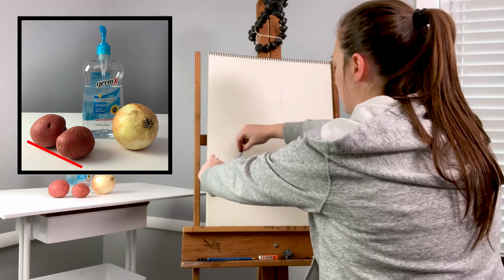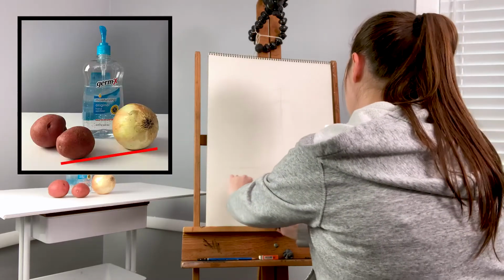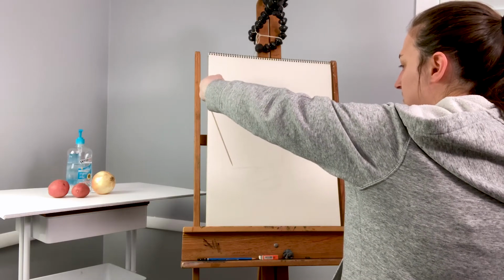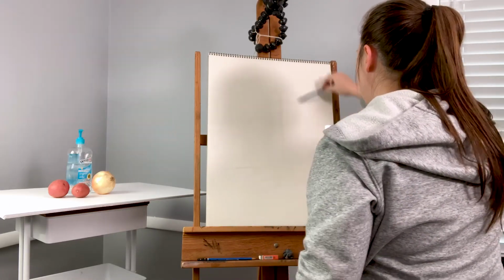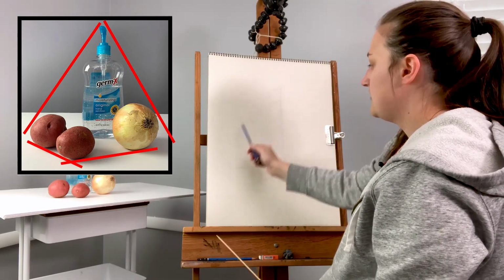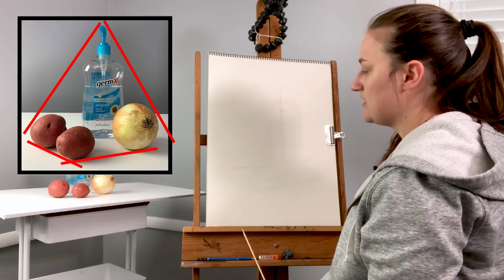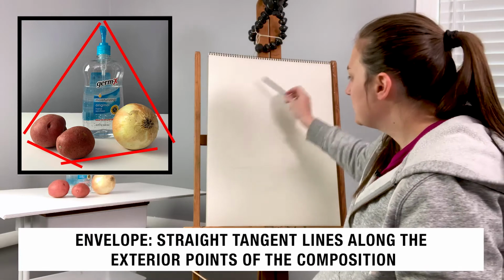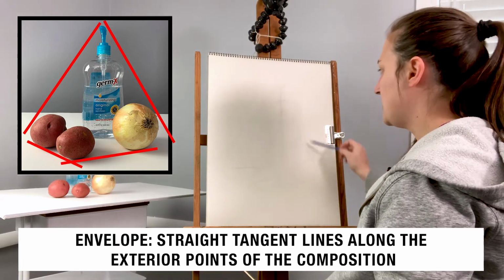And now I'm citing these 2 objects in relationship to each other, the potato and the onion, and then on the other side from the onion to the sanitizer, it's kind of like this. So what I just did was I went around all of the exterior points of the objects and cited those angle relationships and brought that over and drew that right in there and traced that angle over. And now what that is called is the envelope. And that is straight lines, tangent lines that go from the exterior points of each object in the composition.